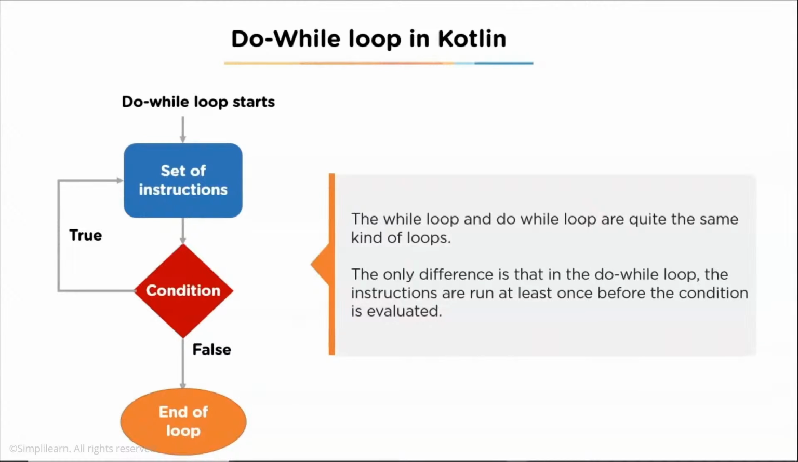So as we can see in the diagram, the do while loop starts and the set of instructions are executed. After that, the while loop condition is checked. If it is true, then again the set of instructions or statements will execute. So basically, in do while loop, the set of instructions will execute once before checking the condition, and after that it will check for the condition to be true. So we can say the set of instructions will execute once even if the condition is not met.